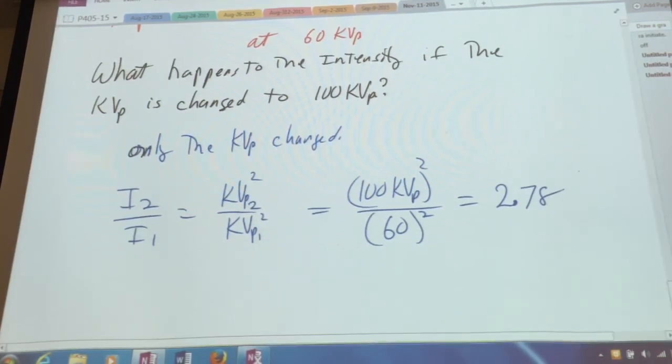And now you have to put this into a sentence. With more kVp, 2.7 times as much intensity. Yeah, that works. The second process has 2.78 times the intensity of the first process.